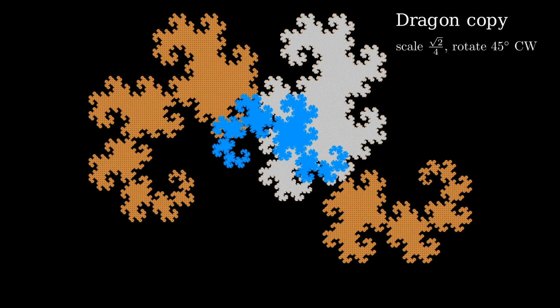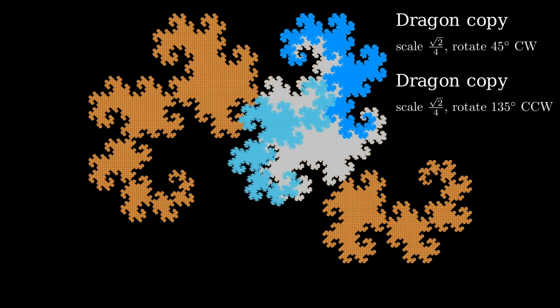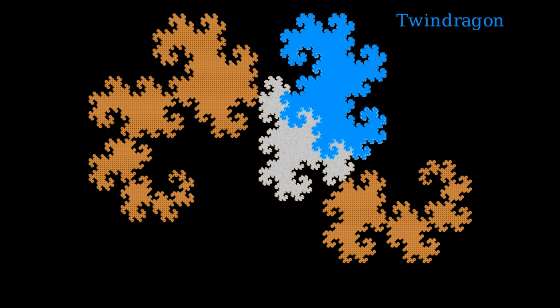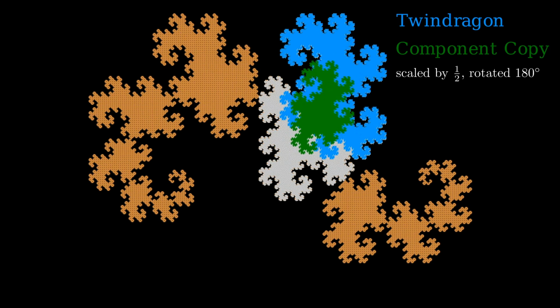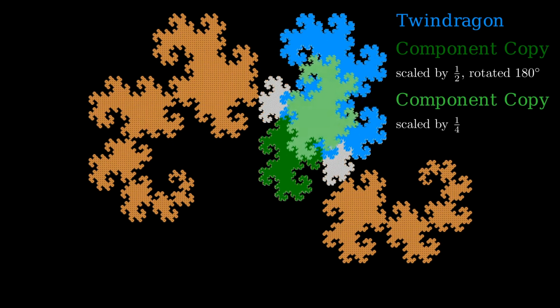The dragon is divided into many components that have similar shapes. The central and largest component can be decomposed into the union of 4 smaller disjoint pieces. The first consists of a copy of the Heighway Dragon scaled by √2/4 and rotated by 45 degrees clockwise. Another copy of the Heighway Dragon is also scaled by √2/4 and rotated by 135 degrees counterclockwise. These two copies placed back to back form a fractal known as the twin dragon. The second piece is a copy of the central component scaled by 1/2 and rotated by 180 degrees. And the final two pieces are also copies of the central component, each scaled by 1/4.